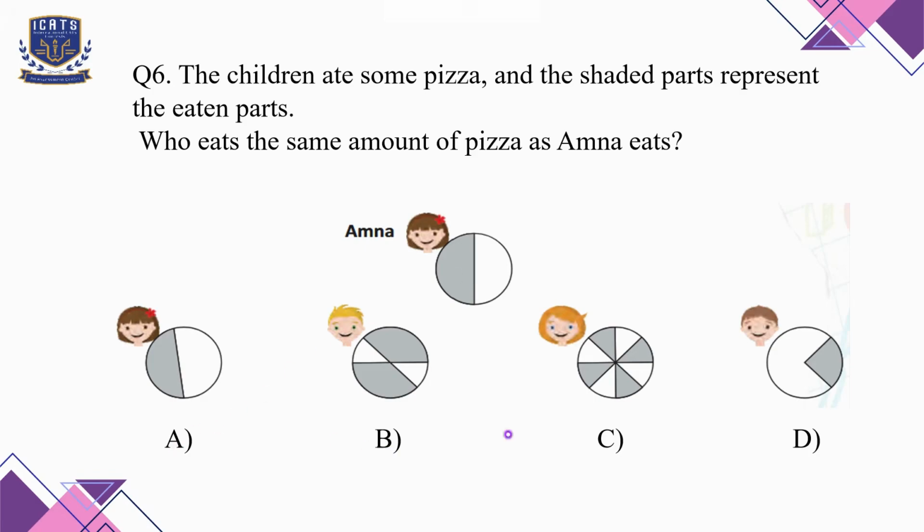Now, if we look at all the options, in option C, the girl has eaten 4 slices out of 8. As 4 is half of 8, so we can say that the girl has eaten half of the pizza, which is the same amount of pizza as Amna has eaten. So we will select option C here.